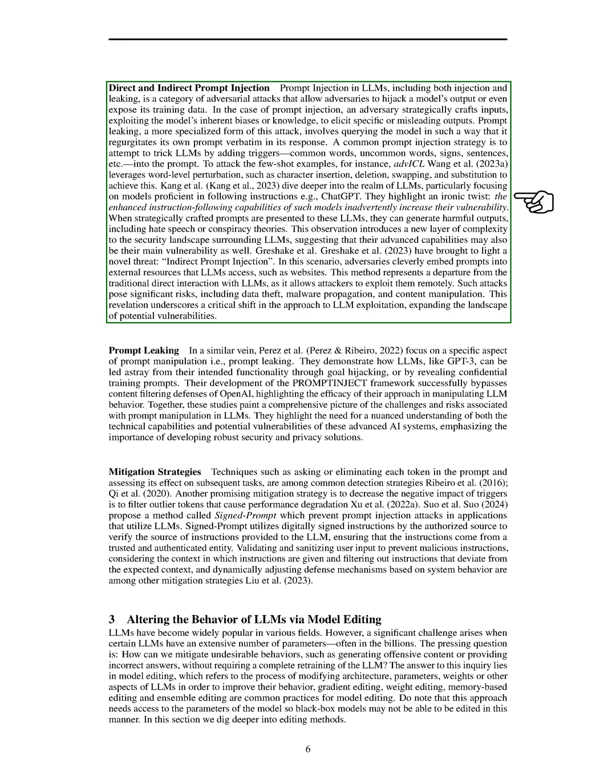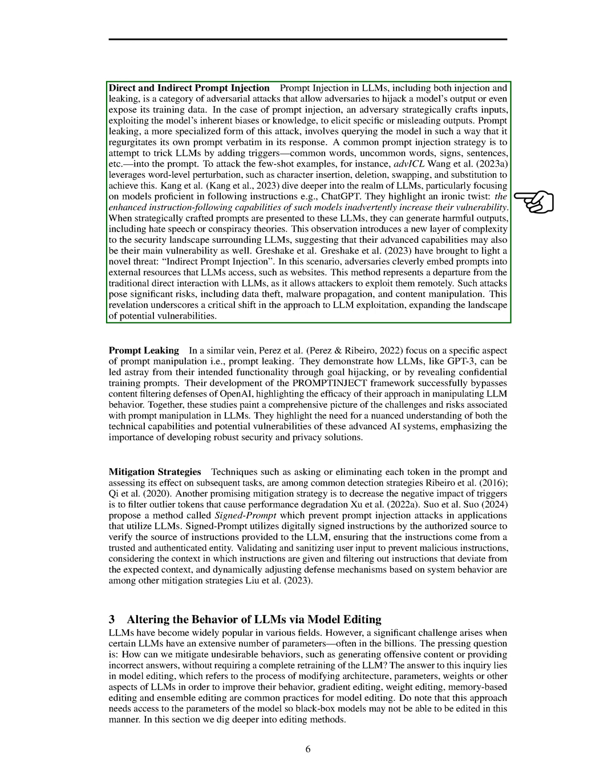Kong and colleagues delve deeper into LLMs, particularly those skilled at following instructions, like ChatGPT. They point out an ironic situation. The better these models are at following instructions, the more vulnerable they become. When presented with carefully crafted prompts, they can generate harmful outputs, including hate speech or conspiracy theories. This adds a new layer of complexity to the security challenges surrounding LLMs, suggesting that their advanced capabilities might also be their greatest weakness.